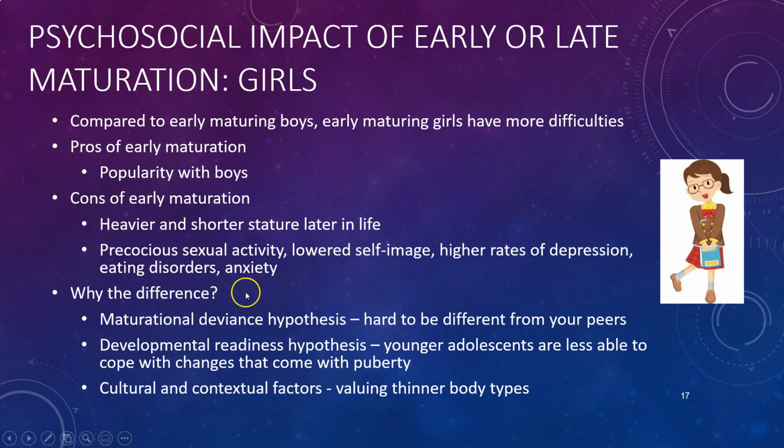Why this difference? As I mentioned, this maturational deviance hypothesis, that it's hard to be different from your peers. And if you're an early maturing girl, then you are very different from your peers, right? Because you could be 10 years old, still in elementary school, and going through a growth spurt. These girls may no longer be able to fit into the little tiny desks that they have in some elementary school classrooms, and they just look so and feel so different from their peers.